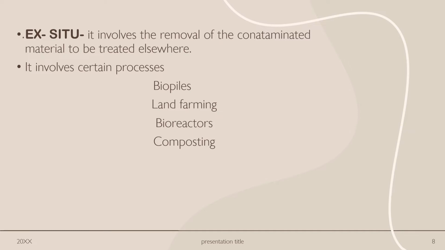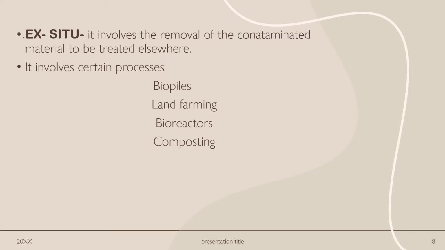Now talking about land farming, the contaminated soil is excavated and it is spread over a prepared bed and periodically tilled until pollutants are degraded. The goal of doing land farming is to stimulate the biodegradative microorganisms and also to facilitate their aerobic degradation of contaminants. The second is biopiles. It is a hybrid of land farming and composting.